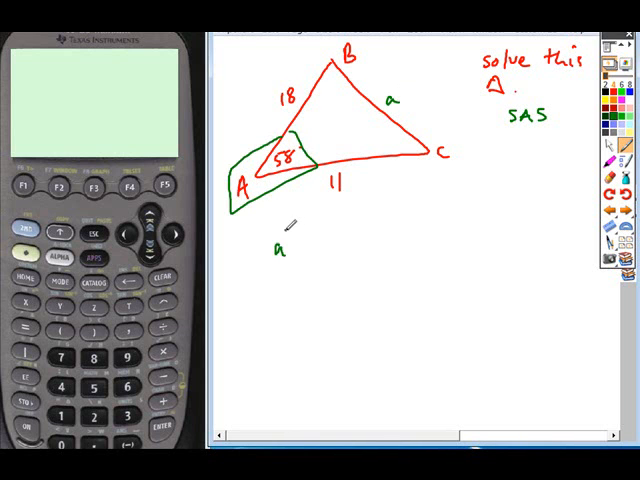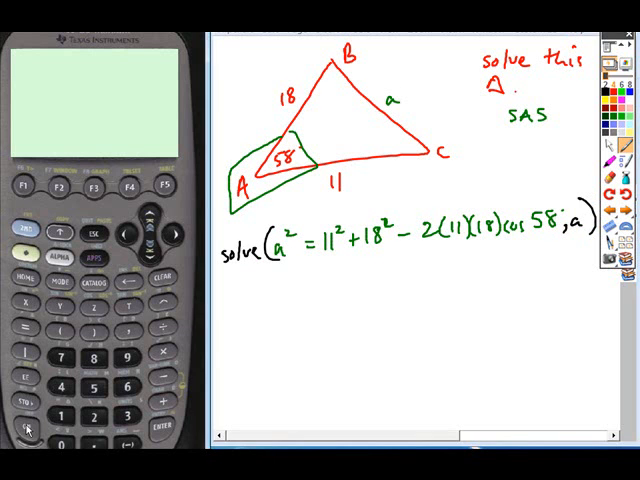So the equation that we choose here is A squared is equal to the sum of the squares of the other two sides, so 11 squared plus 18 squared, minus twice the product of those two sides, all times the cosine of that angle, 58 degrees. Depending on which information's given, you're simply going to begin with the side opposite the known angle. Because we're solving for a side here, the easiest thing to do is just use the solve feature of the calculator.